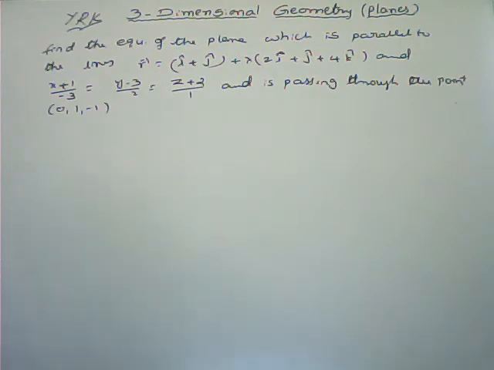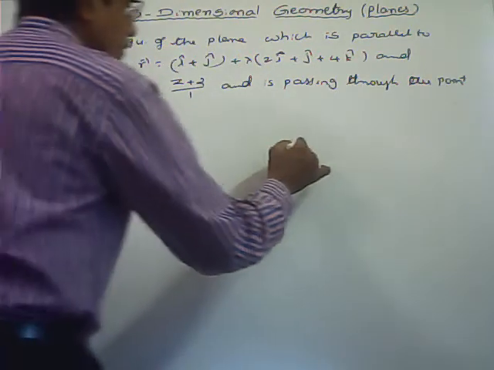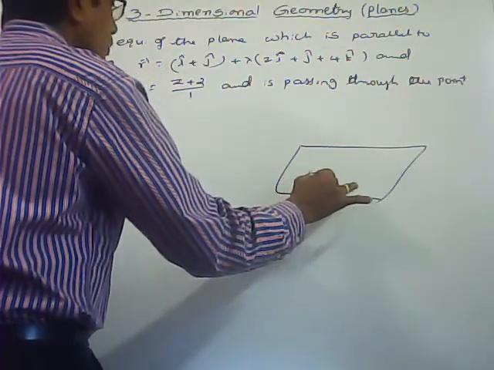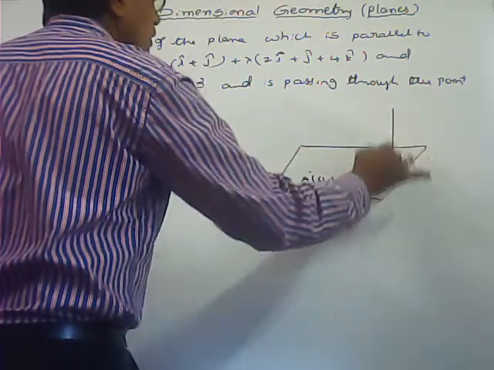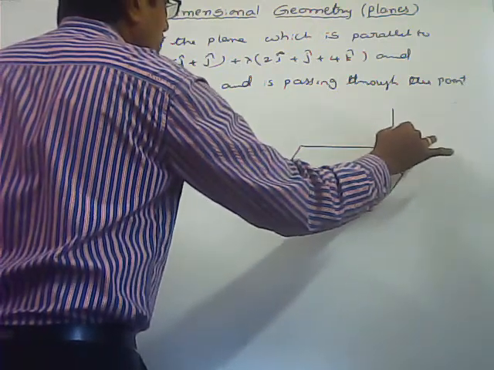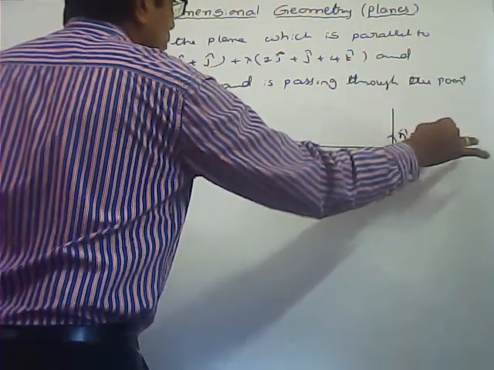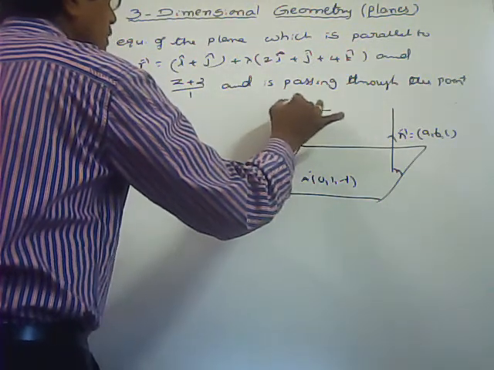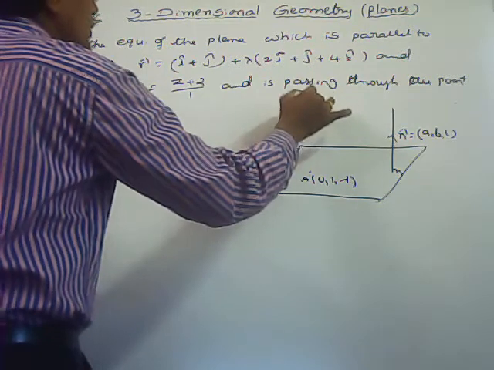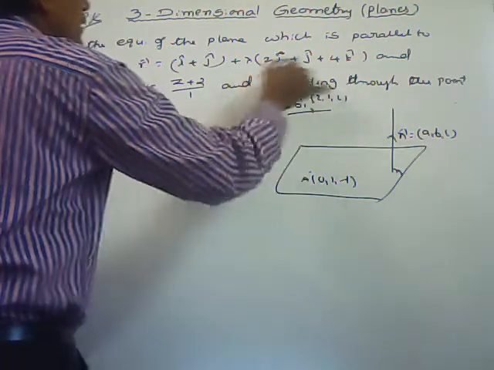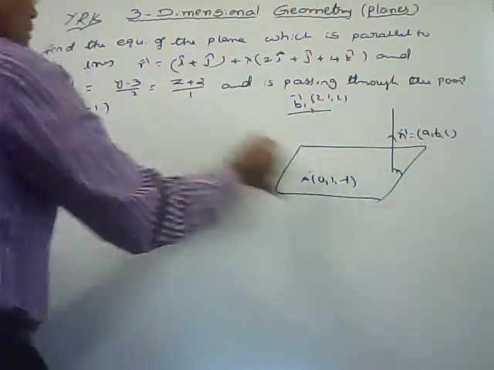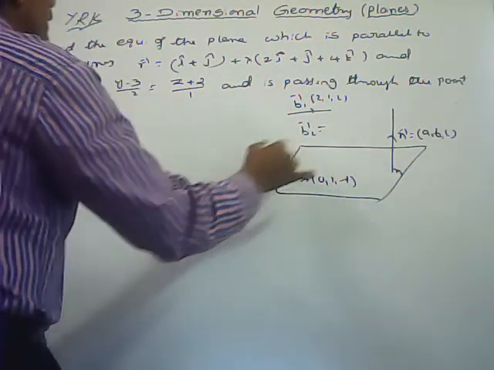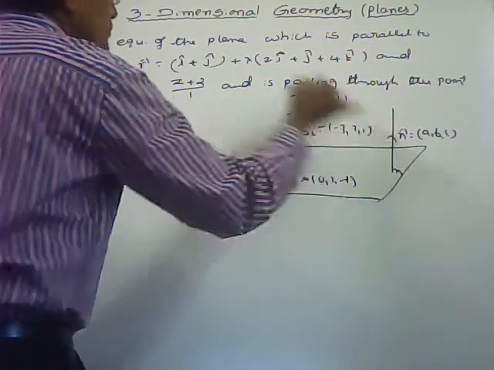In another way, how to do this one? Here the equation of the plane I am taking, passing through the point 0, 1, minus 1. This is the normal vector, n bar, I am taking the direction ratios A, B, C only. And this plane is parallel to two vectors, b1 bar equal to 2, 1, 2, the direction ratios of that line. This plane is parallel to both the lines, b2 bar equal to minus 3, 2, 1.